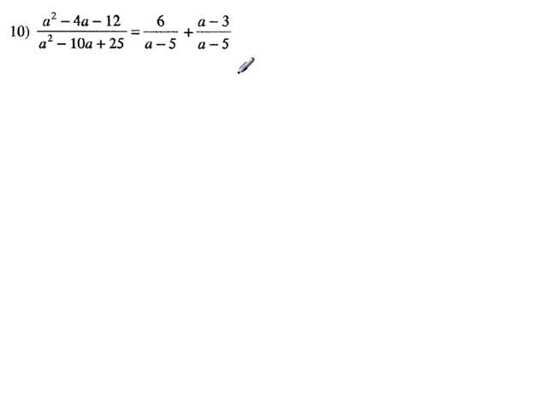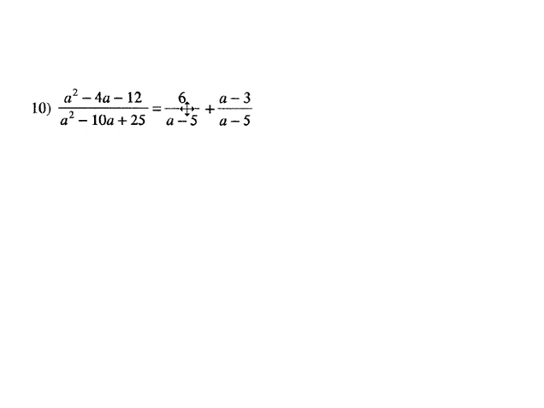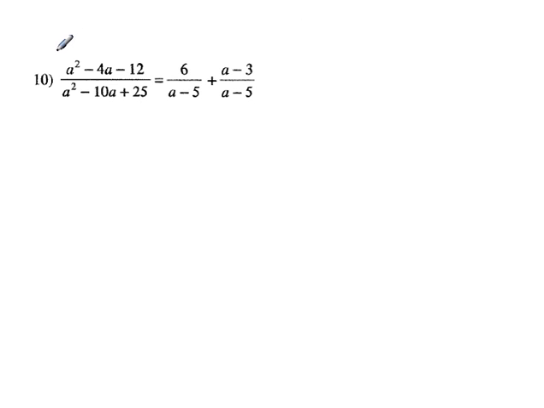This problem looks complicated. It's not. It's just a little longer. That's it. So let's work out from top and bottom for a second. And let's factor first. Let's factor this, and let's factor this. A squared is a times a. I need two numbers that make 12 that are 4 apart, so I'm going to say that's 6 and 2. It needs to be negative, so that's factoring that.